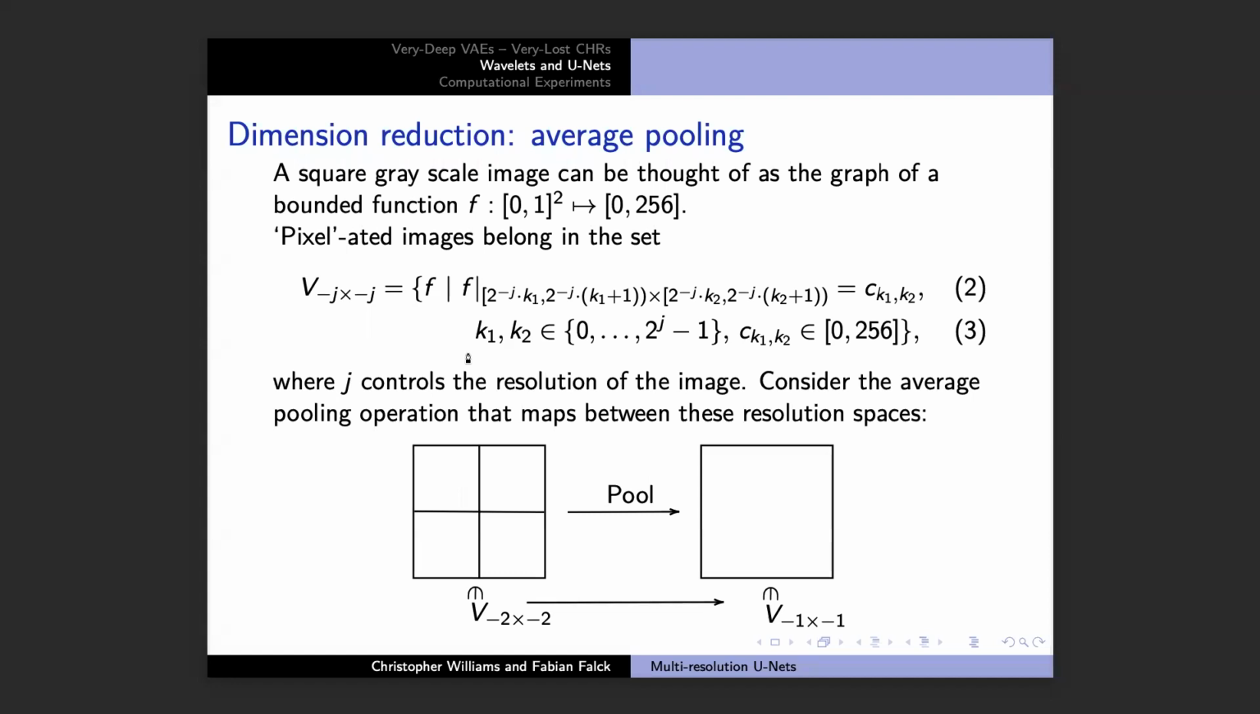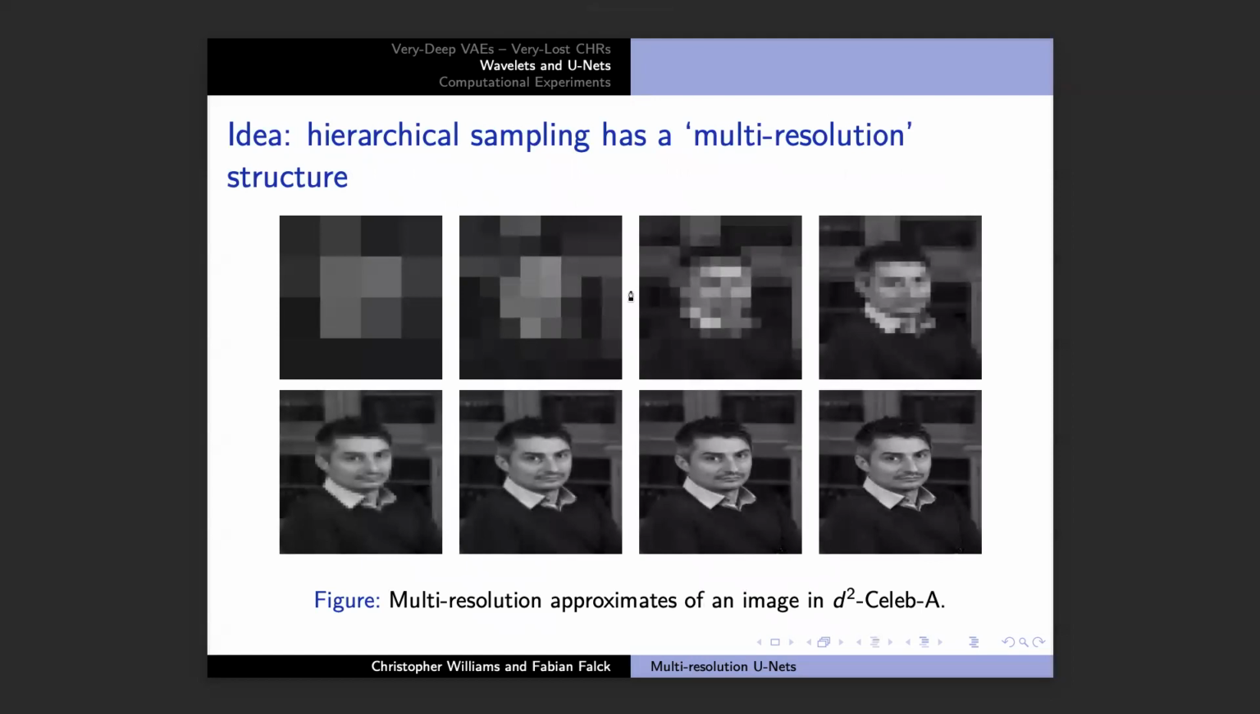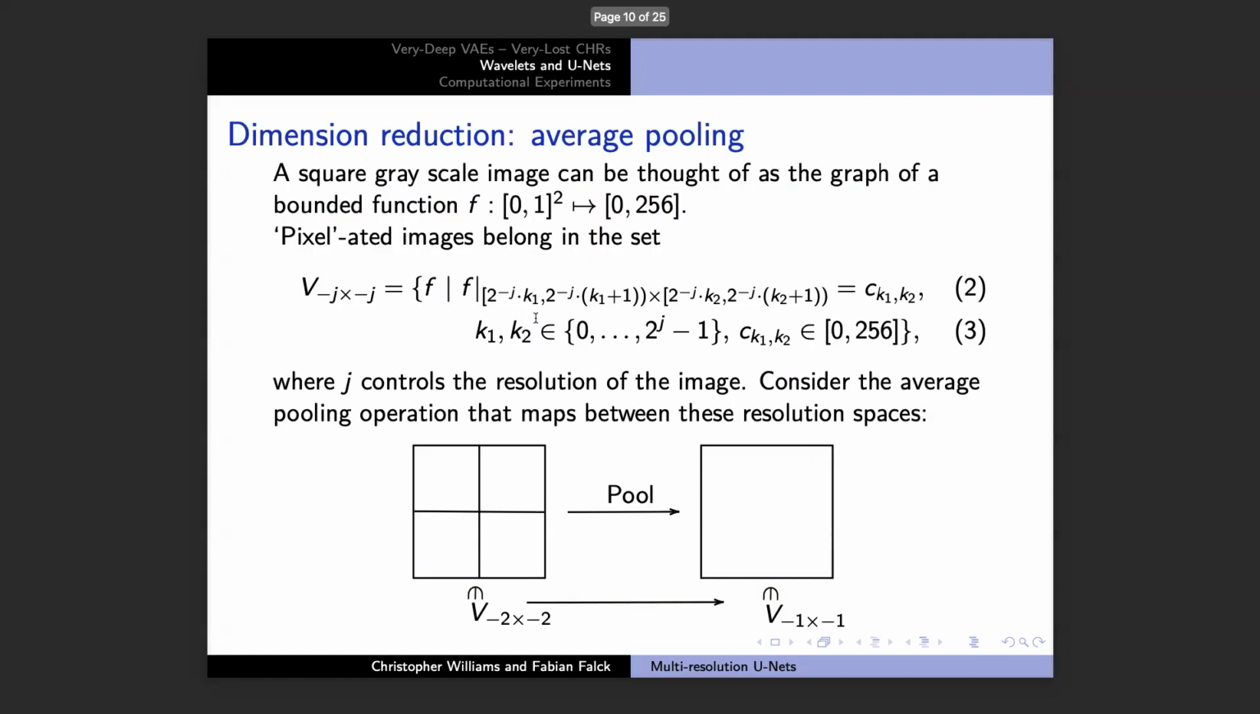So if we think about the actual function space that is represented at different resolutions, it's the functions which are piecewise constant on different dyadic partitions of the unit square. So a grayscale image is one of these, where your color intensity is in something like 0 to 256. So that's all nice.